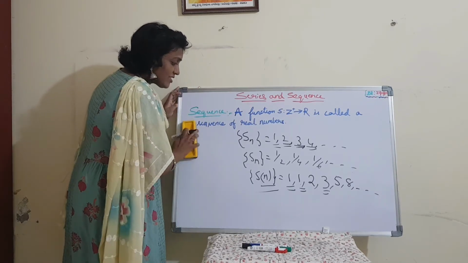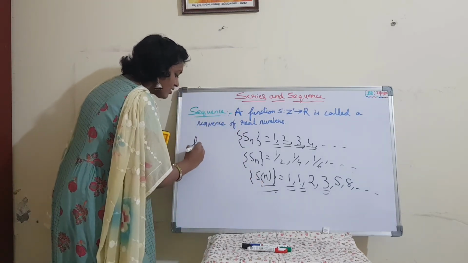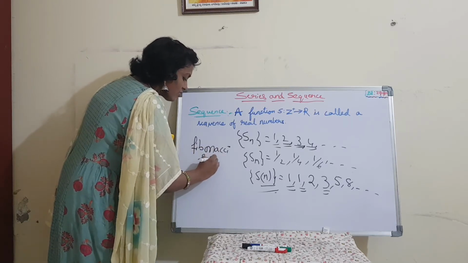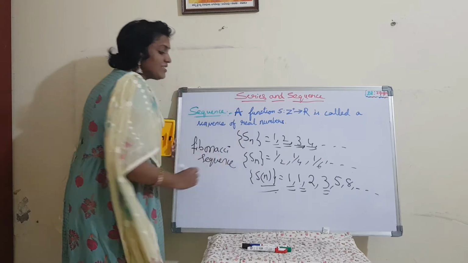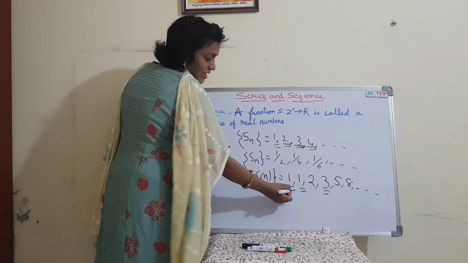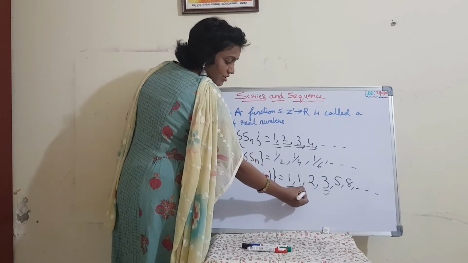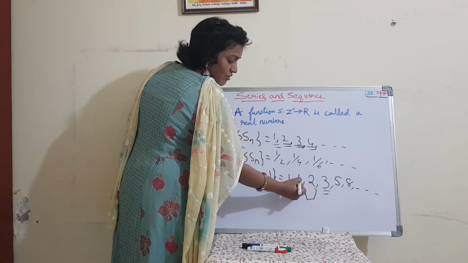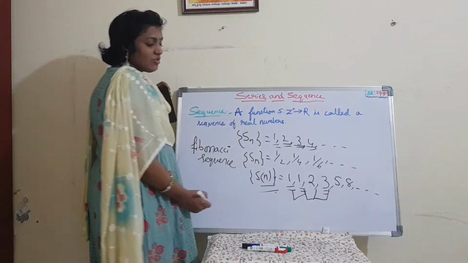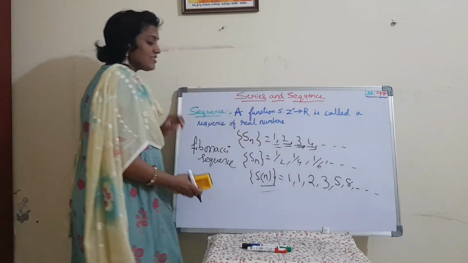And this third sequence we call a Fibonacci sequence. What makes it a Fibonacci sequence? You can observe that if we add these two, 1 plus 1, we get 2. And when we add 1 plus 2, we get 3. When we add 2 plus 3, we get 5. Like that, this sequence is called the Fibonacci sequence.